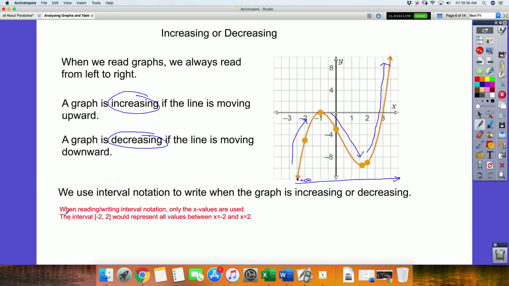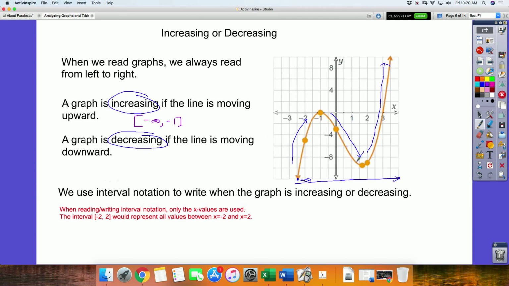And here's our reminder that when we go to put this in interval notation, we're only going to use those x values. So in this problem for increasing, I look, and here's my first arrow up, and I see that arrow going in the smaller x direction. So from negative infinity, and it stopped going up at -1.